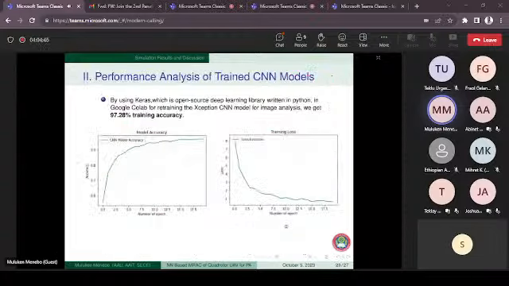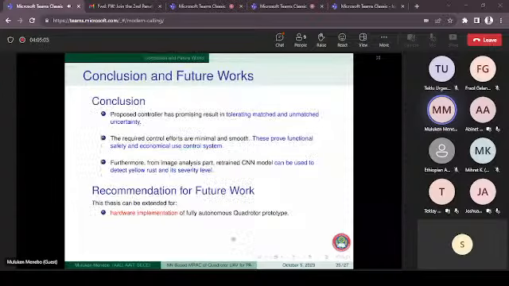When we come to the image analysis part, we obtain 97.8% training accuracy. As I said before, the primary goal of this research is developing a high performance controller, right? To make our research application specific, we include the image analysis part. So, depending on these results, we make some concluding remarks right here.